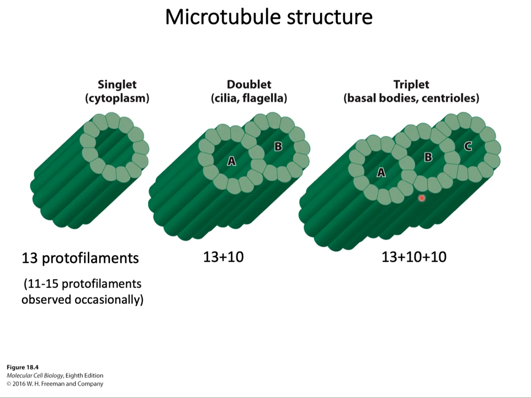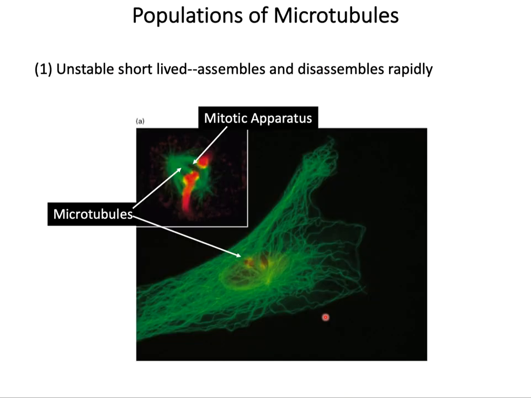You can also observe triplet microtubules within the cell and usually see them within the centrioles, with a 13 plus 10 plus 10 arrangement of the protofilaments. These are found in centrosomes, which are important microtubule organizing centers, and in basal bodies within the flagella and cilia, which are also important microtubule organizing centers. We are going to elaborate on these doublets and triplets and their function in the cell in a little bit. There are two main populations of microtubules in cells. There are unstable, short-lived microtubules, which assemble and disassemble rapidly according to the needs of the cell.